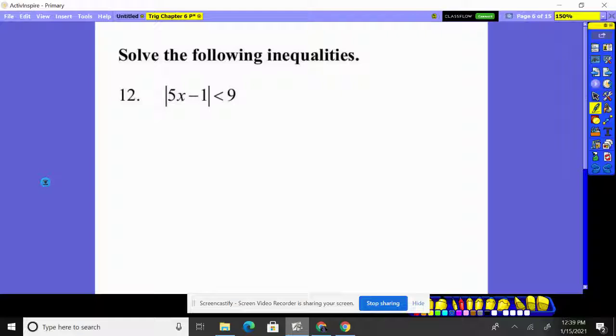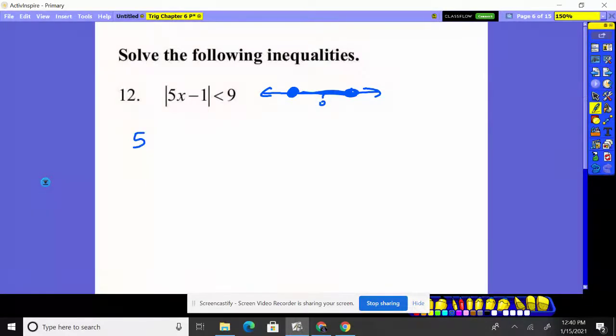Number 12, absolute value wants to be less than 9. So we want to be 9 away from basically 0. We want to be less than 9 feet away. So we want to be inside. It's a less than, so it is an and. This will end up being a situation where it's between these two because it's less than 9 feet. We want to be within 9 feet of that 0, or 9 units.